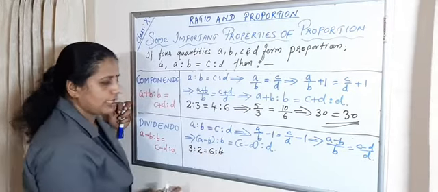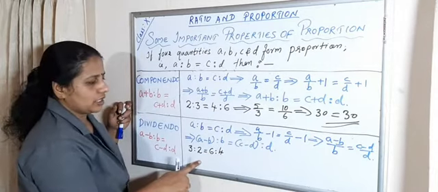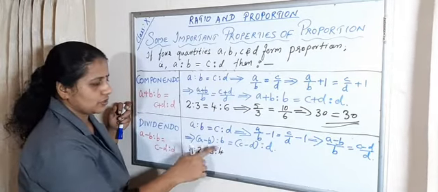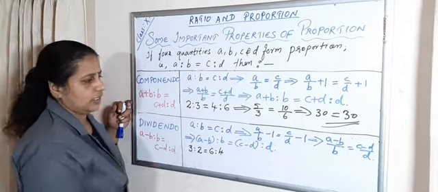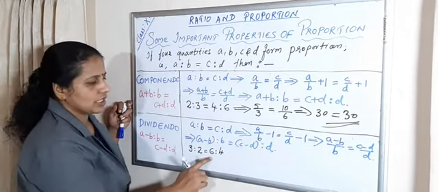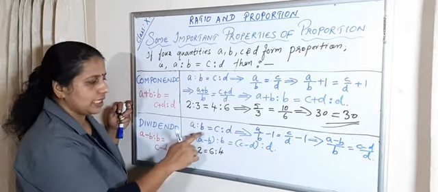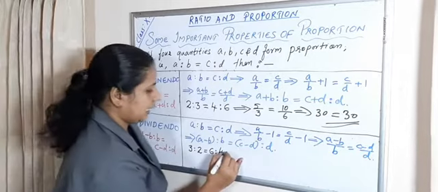Next example. 3 is to 2 equal to 6 is to 4. 3 into 2 is 6, 2 into 2 is 4. Yes, it is in proportion. So 3 is to 2 is equal to 6 is to 4, and I am using the dividend rule here.